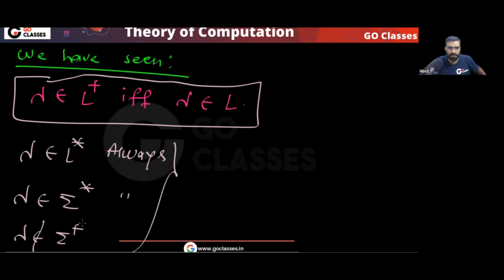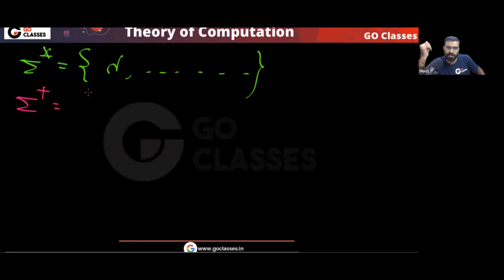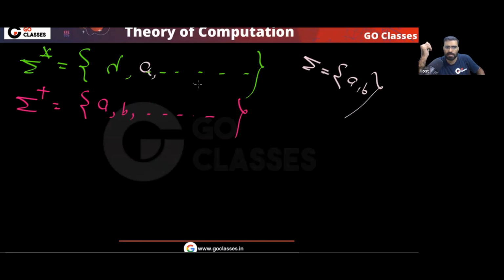Now you tell me. We know that sigma star contains the empty string. Agree with me? Sigma star will contain the empty string, and sigma plus will never contain the empty string. For example, if your sigma is {a, b}, then like this.